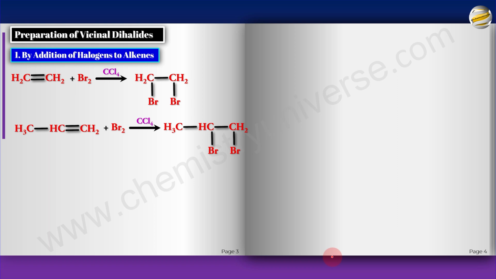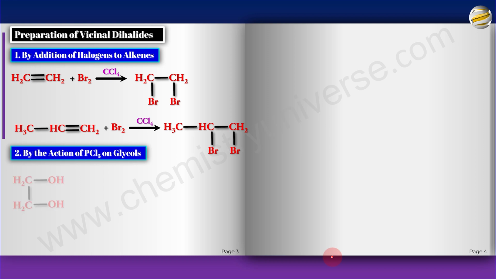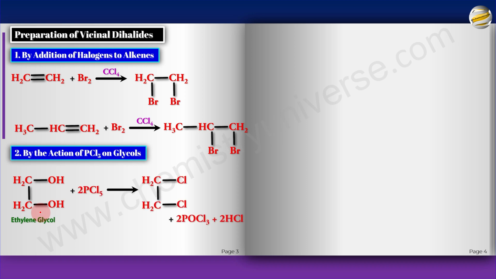Then we do it by the action of PCl5 on glycols. Now, glycols, if you remember, are the compounds in which the OH are on adjacent carbons. Vicinal diol. It's called ethylene glycol. And reacted with PCl5, again, remember, it takes the two O's and the two H of the O's will also get Cl. These two will get Cl. This carbon will get Cl. You will get vicinal dihalide. You will get POCl3 as well as HCl.